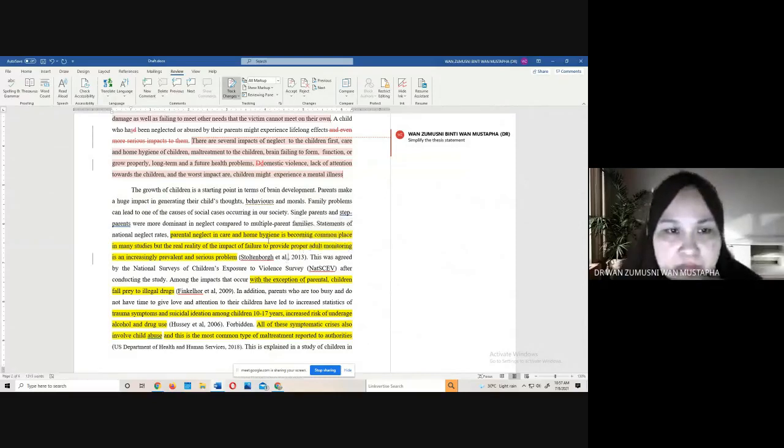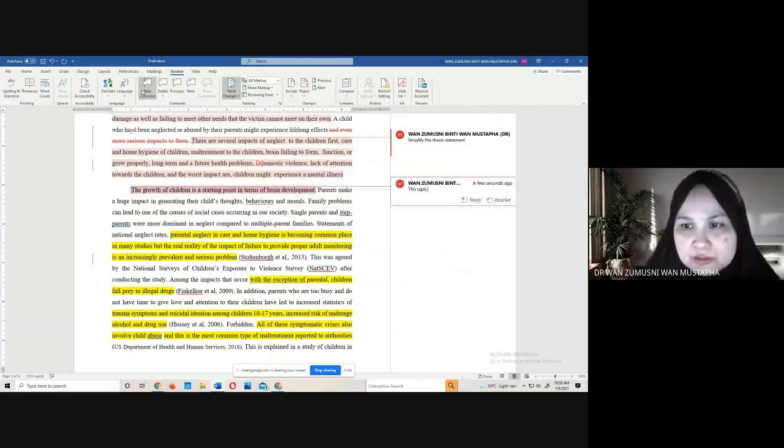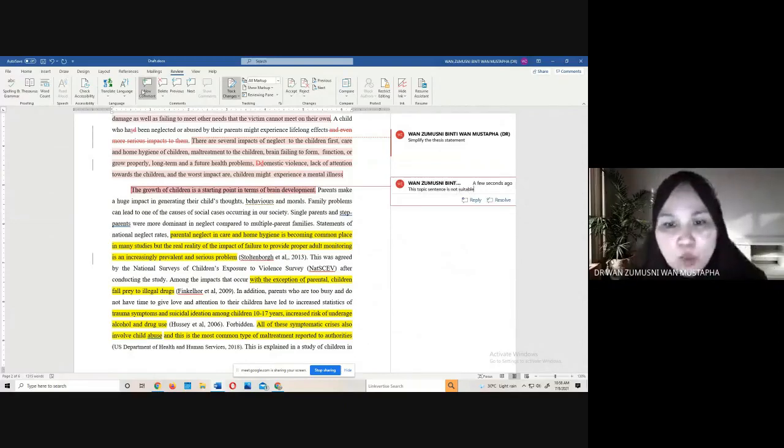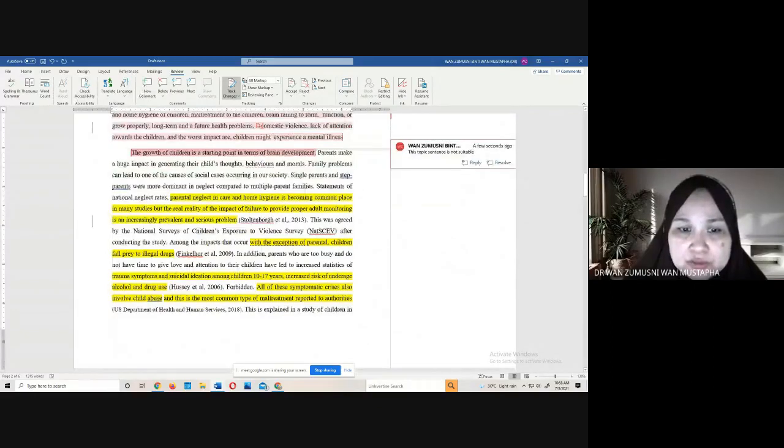And the first sentence, the growth of children is a starting point. This cannot be a topic sentence. This sentence, the first sentence in the paragraph here, this topic sentence is not suitable. It doesn't tell what the whole paragraph is about. This was agreed by the National Survey. So here 2013, here 2009, here 2006, and then 2018, all of these symptomatic crises also involve child abuse. So what is this whole paragraph about?